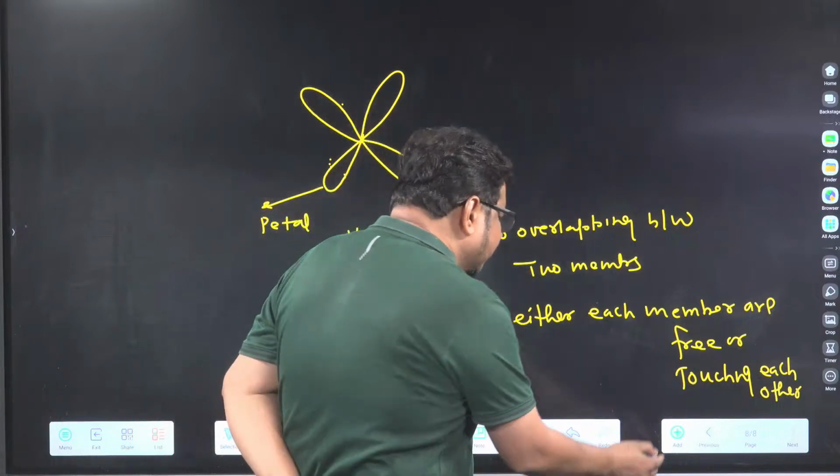Now what we find in the case of twisted, look at the NCERT diagram.